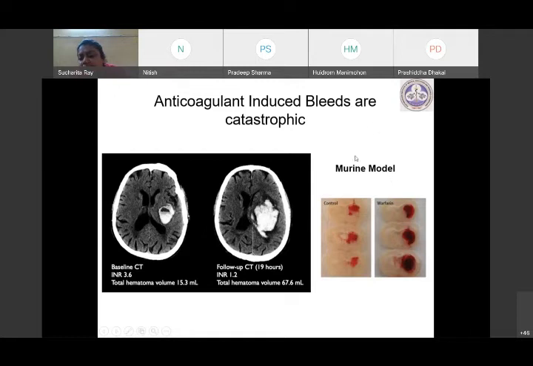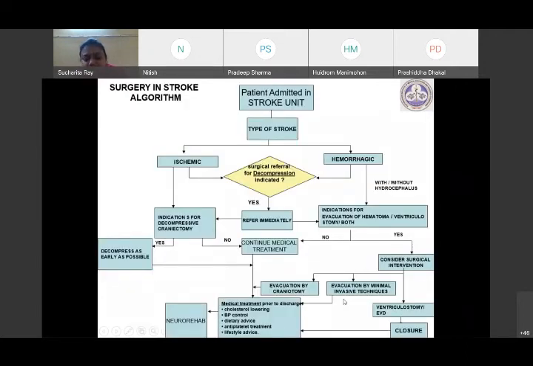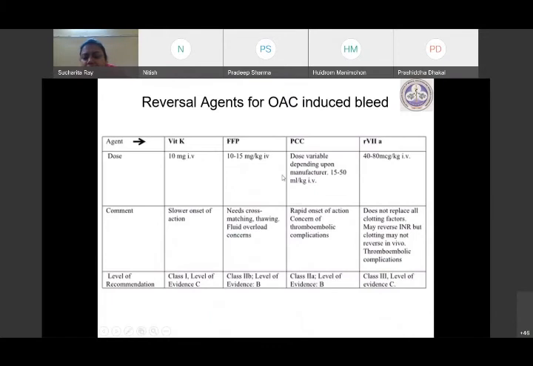Now, this is a mouse model for a control and a bleed on warfarin. Just see that it continues to expand over a period of time as compared to the control, which is a normal bleed. So these are catastrophic and these need to be reversed. So what are the agents for reversal?